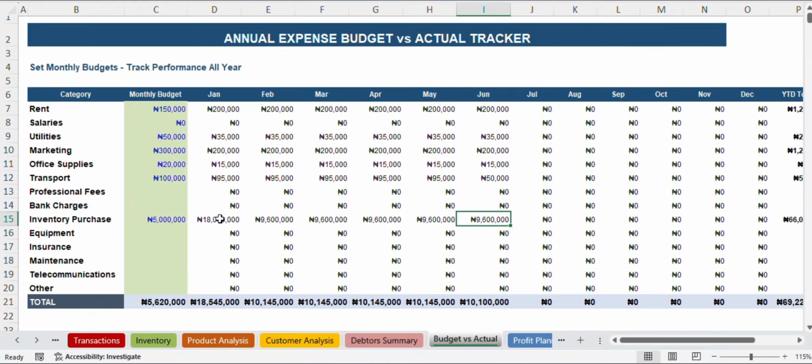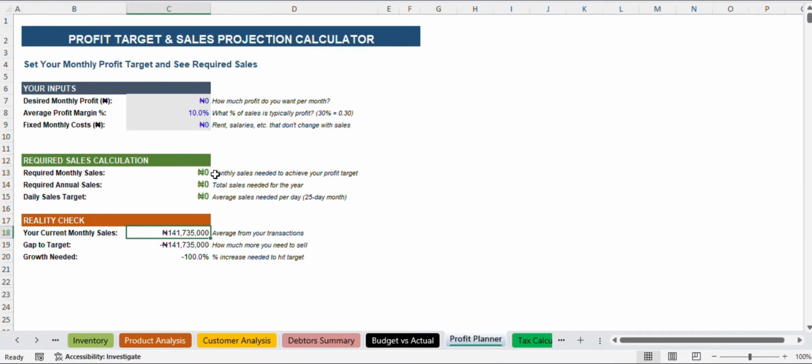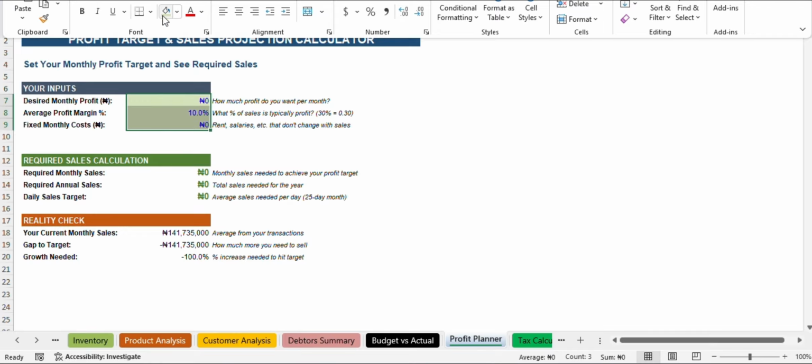Right? Then you have your profit planner. Let's move on to profit planner. So for profit planner, again, I'll just label this one as green. You know, a lot had to go into the sheet to ensure that they look nice.